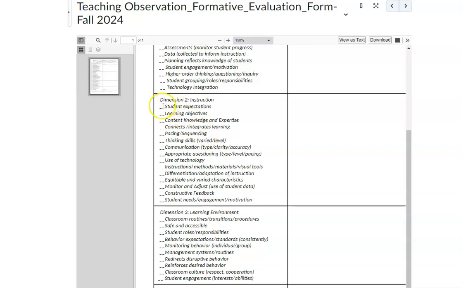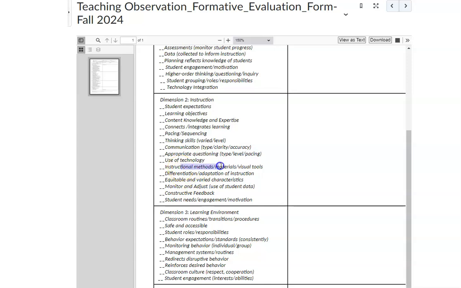The second part is your instruction. Are you setting student expectations? Looking at learning objectives, are they being achieved? Are they measurable? Your content knowledge. Are you integrating the learning? The pacing. Is thinking levels varied in the classroom? Your communication, the questioning that you ask, use of technology, as we've been talking about over and over again, and there are 2 parts: use of technology for assessment, and use of technology for learning purposes. It can be the same technology or it can be different technologies.